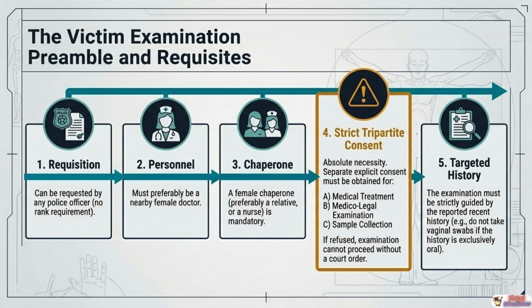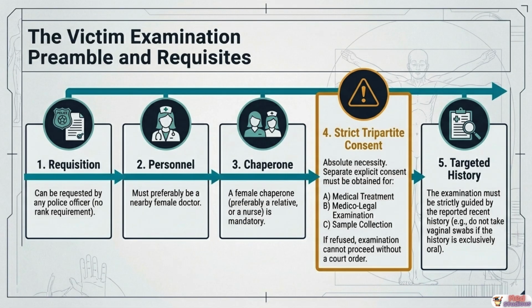The forensic examination of a sexual offense survivor is among the most procedurally regulated clinical encounters in medicine, and for good reason. Every step of the pre-examination protocol has legal consequences. There are 5 mandatory requisites that must be satisfied before the examination begins.